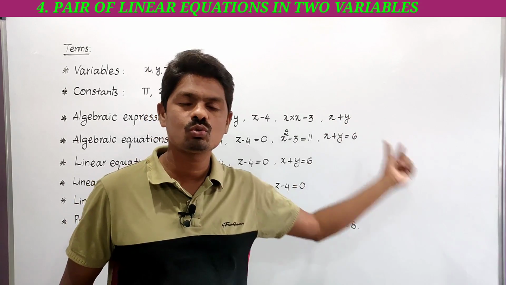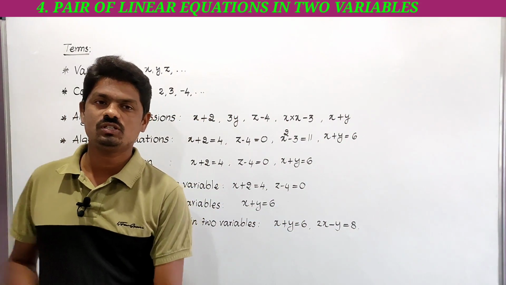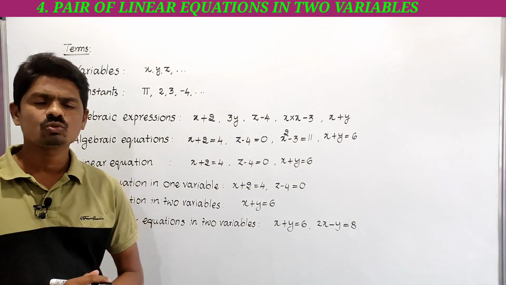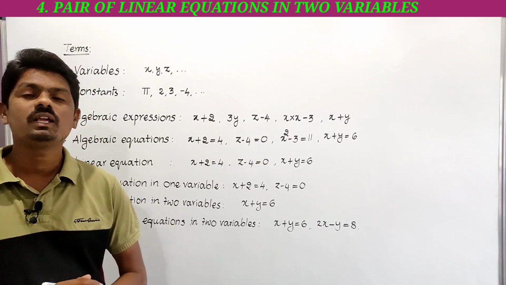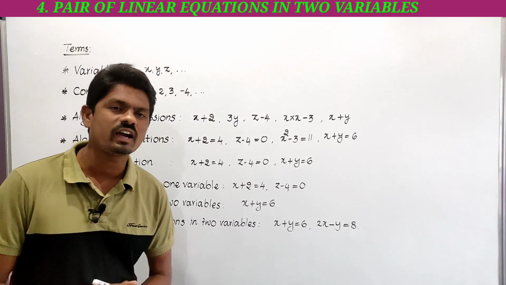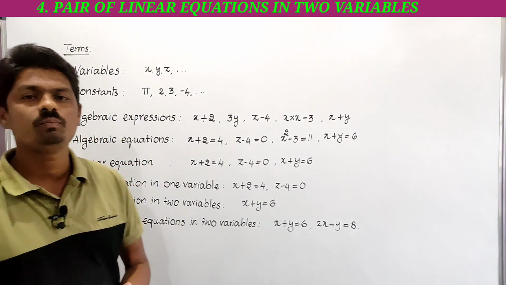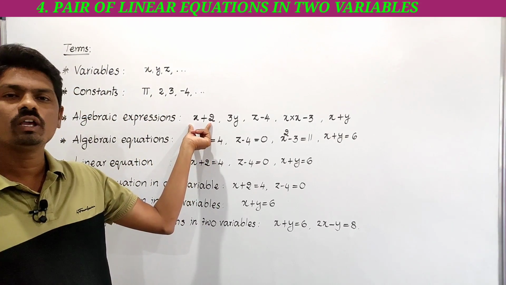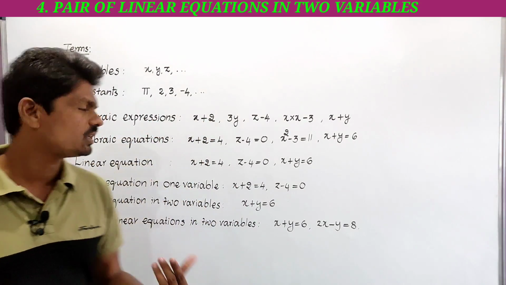Now here these two are the variables. So all these are known as algebraic expressions. So next, algebraic equation. What is an algebraic equation? If there is an equality sign in an algebraic expression, then it is known as an algebraic equation. మనకు algebraic expression లో ఈక్వాలిటీ సైన్ ఉన్నట్లయితే దాన్ని మనం algebraic equation అంటాము.